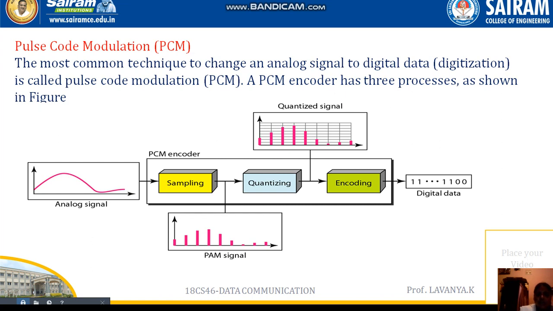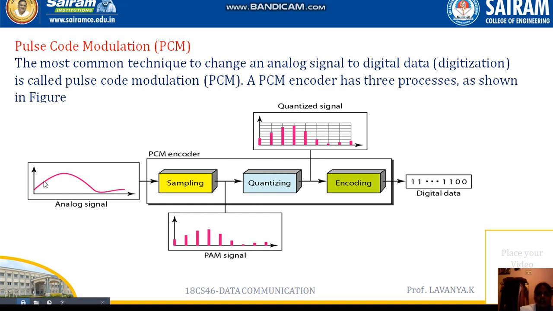The pulse code modulation contains an encoder, and it goes through three processes: sampling, quantizing and encoding. We cannot change the analog signal into a digital signal before that. We need three types of steps, and step by step we have to convert the analog signal into digital data or a digital signal.